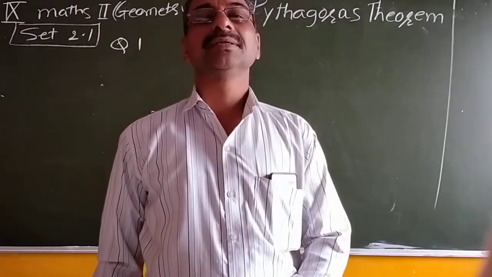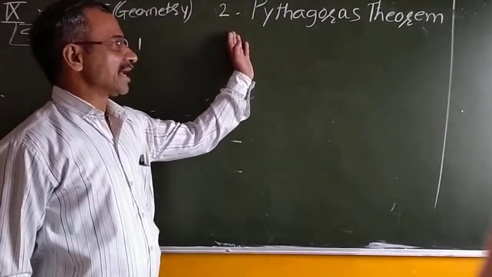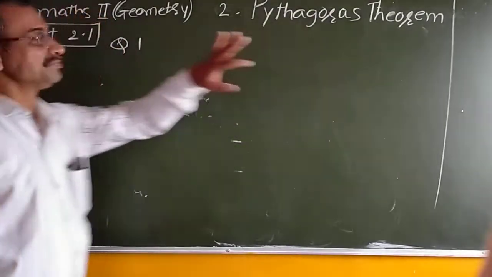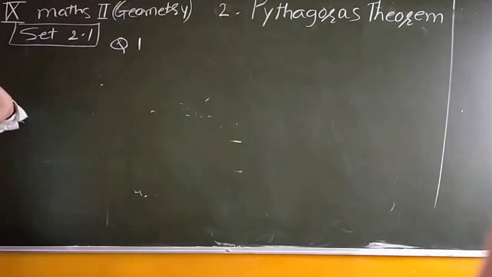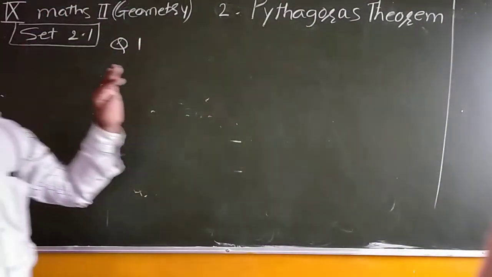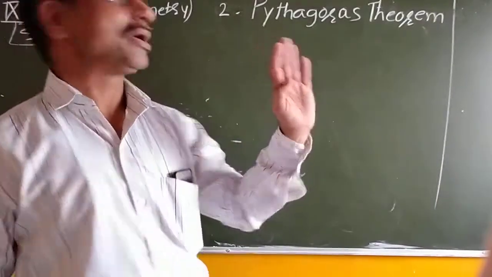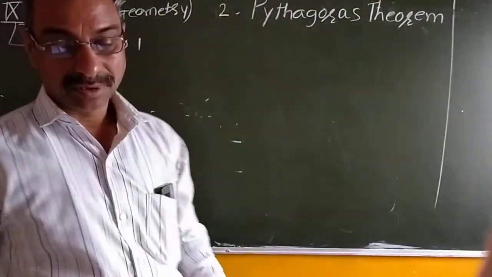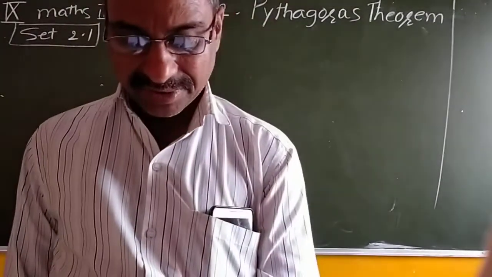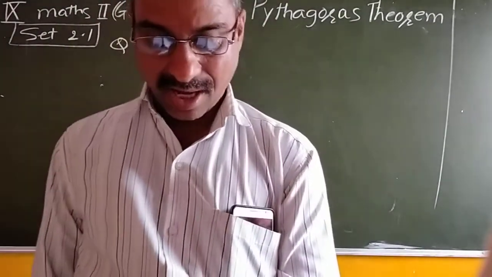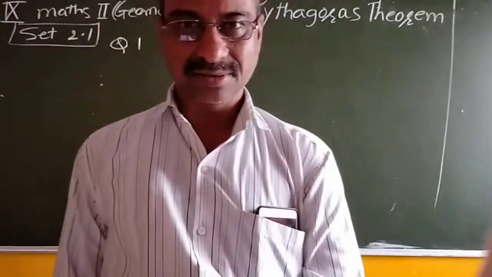Today we are going to learn the second lesson, Pythagoras theorem, upon geometry. Set 2.1. We are going to solve Set 2.1. Question number 1. Have you read the question? Identify with the reason which of the following are Pythagorean triplets.